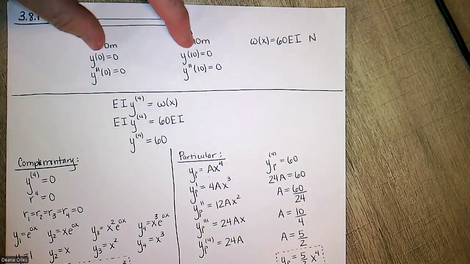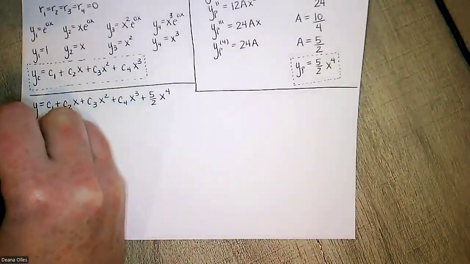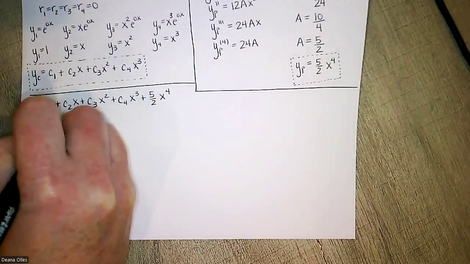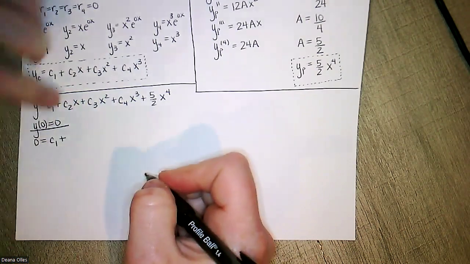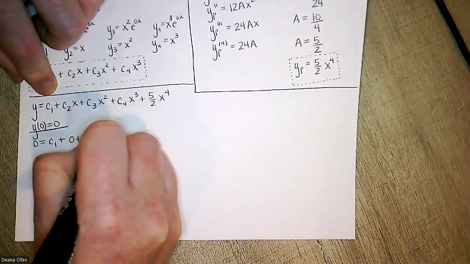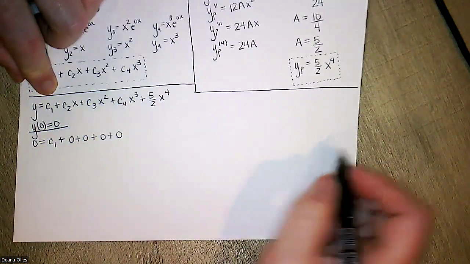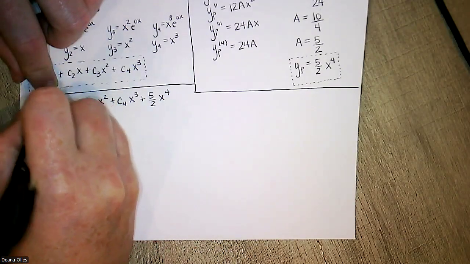Because I have y, I can use the first two conditions, y of 0 equals 0 and y of 10 equals 0. So I can use those right off the bat. Let's go ahead and plug those guys in. So y of 0 equals 0. So that means 0 equals C1 plus, now every other term is going to be 0 because that's where x is 0. Which is really nice because that means that C1 is 0. So I'm just going to go ahead and cross that off and call it 0.